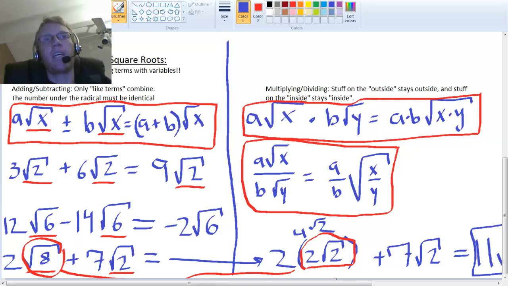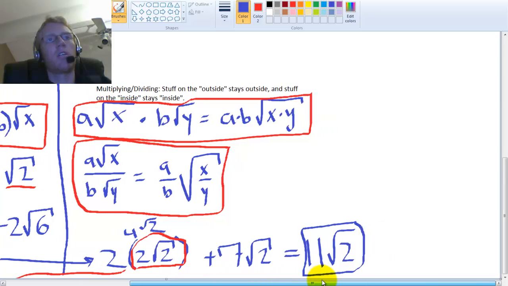So again, adding and subtracting combine like terms, which means the number under the radical should match up. Okay, so the other possibility here is multiplying and dividing. So the stuff on the outside stays on the outside, and the stuff on the inside stays on the inside.